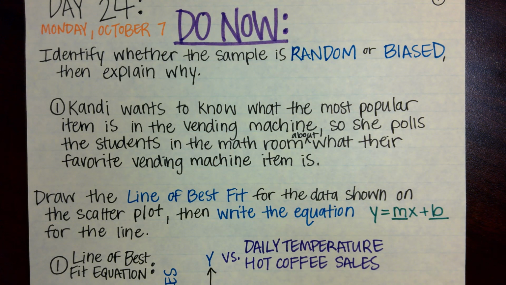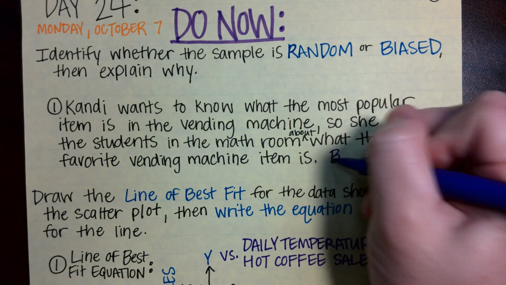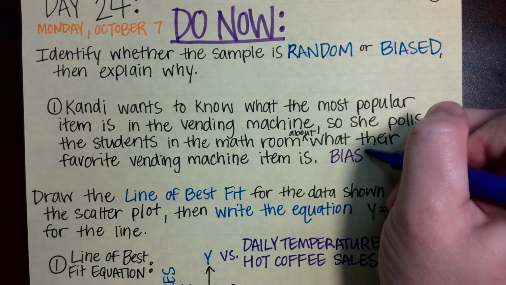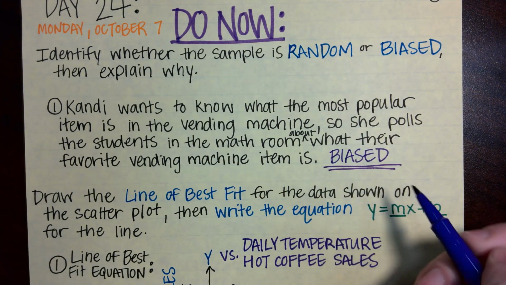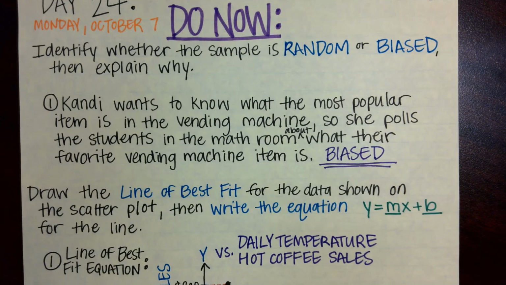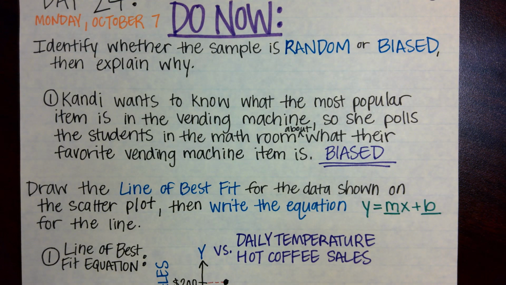Biased. Okay, biased. Why is that biased? Right. We are not the only people eating out of the vending machine. We are not going to get a true, accurate answer unless we get a larger pool of people that we're choosing from. Absolutely, guys. Okay, sounds like everybody understood that one. Any questions about number one? Okay, if not, let's go ahead and move on to number 2.